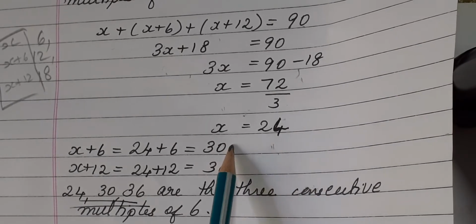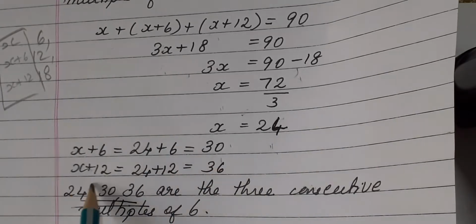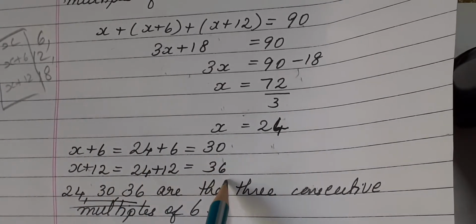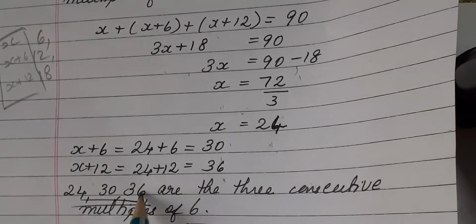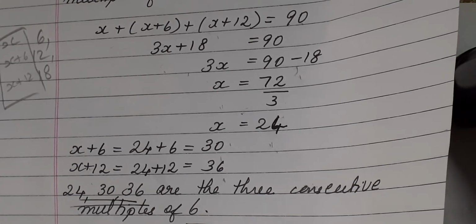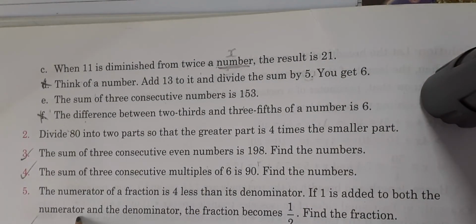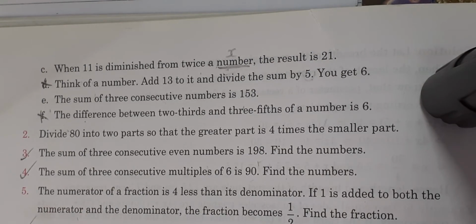Value of x 24 means what will be x plus 6? 24 plus 6, 30. x plus 12 means 24 plus 12, 36. So which are the three consecutive multiples of 6? 24, 30 and 36 are the three consecutive multiples of 6. Next, we will move to 5th question, excluded for you. Now we will move to 6th question.